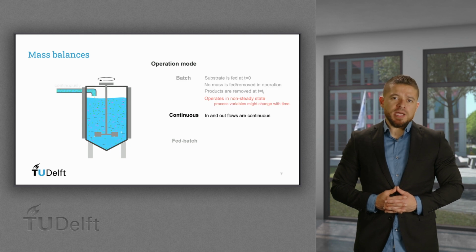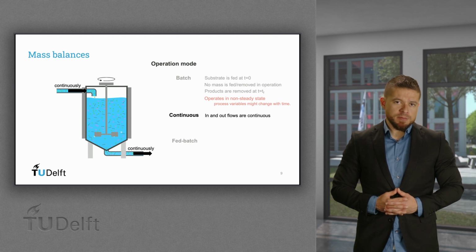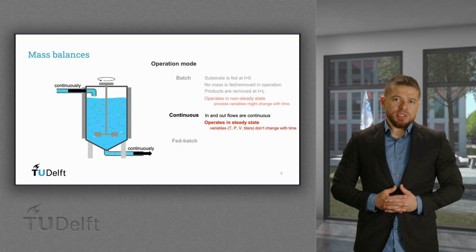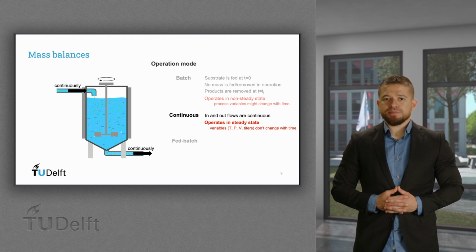For the chemostat, the inflows are continuously fed to the system and the outflows are continuously removed from the system. This is a steady state operation, and in this case the process variables do not change along the process. It is important to mention that continuous fermentation is hardly ever used on an industrial scale.